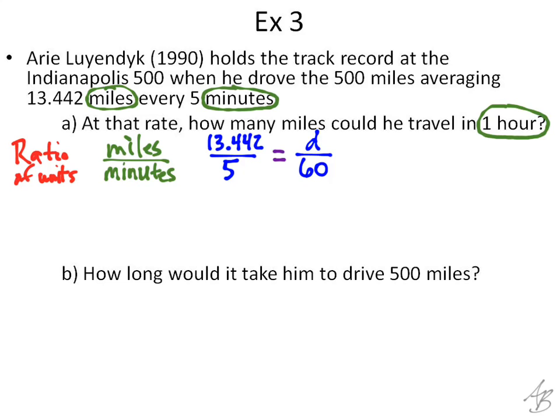All right, so how do I solve this? You guys know how to solve this, right? What do we do? Cross multiply. 5 times D, 5D, equals 13.442 times 60. I don't know what that is. Use your calculator. 806.52. Okay, you guys agree with Levante? Okay. And then to get the D by itself, divide by 5. Do it on both sides, and we get D all by itself, right?